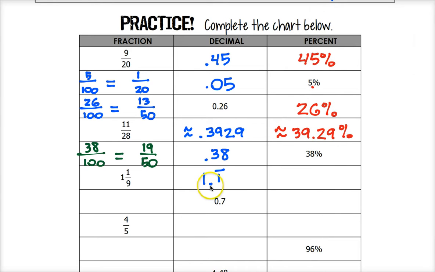As a percent, I just need to move the decimal point over 2 places to the right, while 1.1 repeating looks like this. So if I move the decimal point 2 places to the right, I get 111.1 repeating percent.